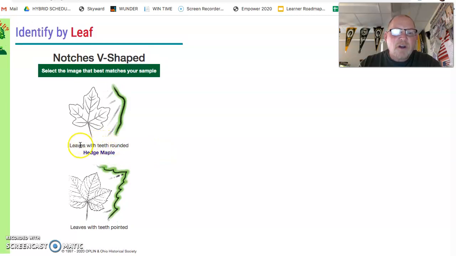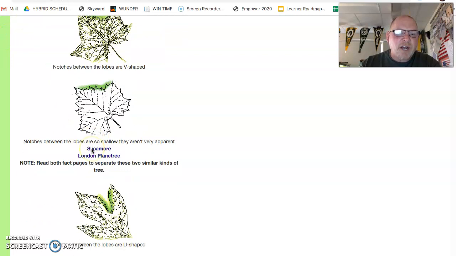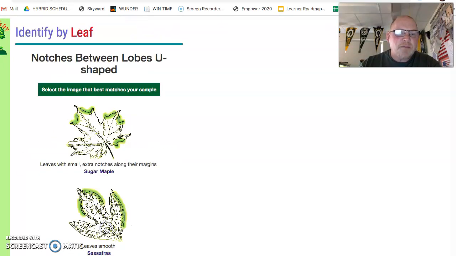Are the edges with teeth, are they rounded, or do the leaves have teeth that are pointed? Let's go back. I don't see either one of these working. So we're going to go back and try the U-shaped. Okay, leaves with small extra notches along their margins. There we go.